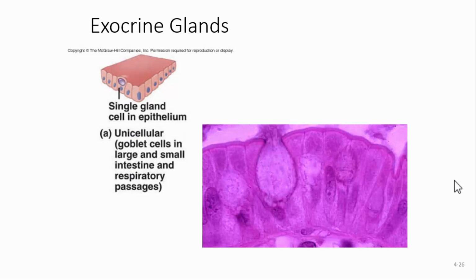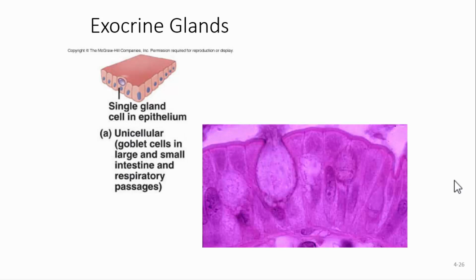Continuing on with epithelial cells, we're going to look at glands. Now, these epithelial tissues can dip down below the surface and create these glands. There are two types of glands. Here we see exocrine glands, but there are also endocrine glands. Endo means inside, exo means outside. And one thing about exocrine glands is they have ducts.